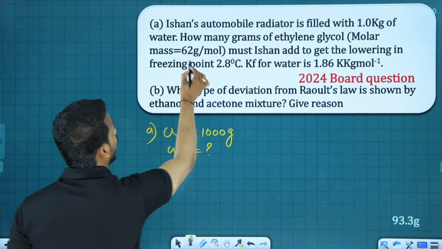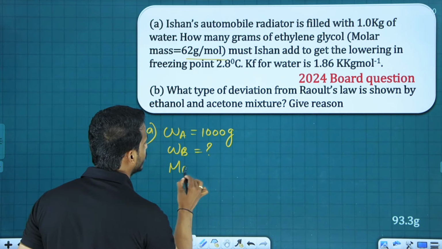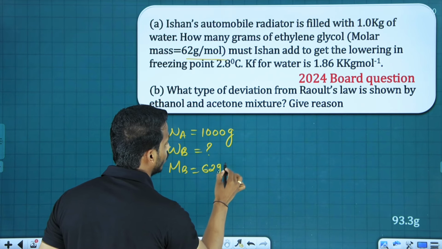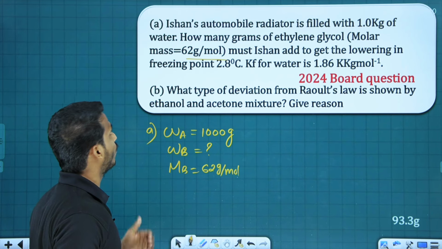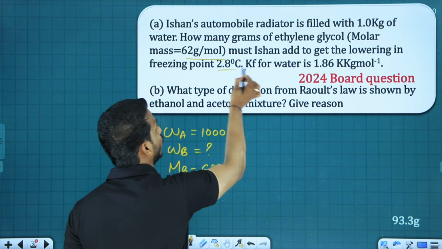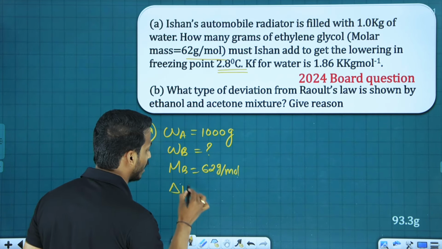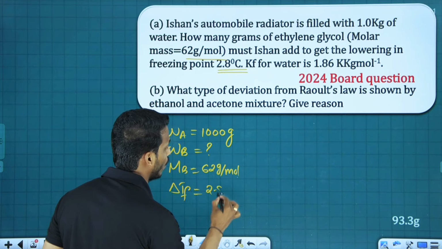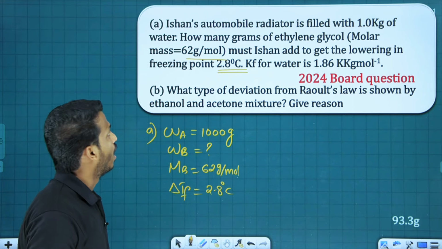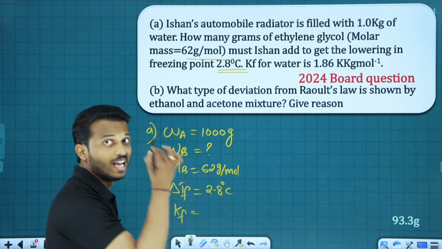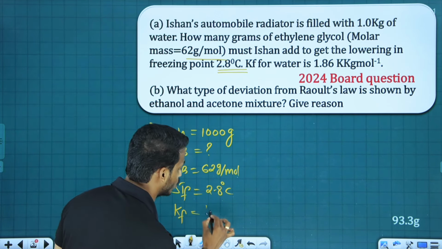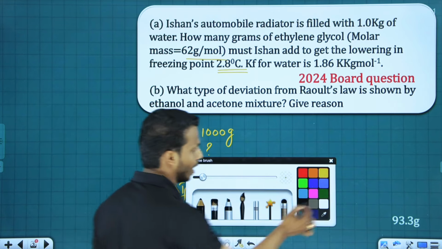Its molar mass is already given. So MB is already given, 62 gram per mole. How many grams must Ishan add to get the lowering in freezing point? What is the lowering in freezing point? That is delta TF equal to 2.8 degrees Celsius. KF for water is given. What is KF called? Cryoscopic constant, that is 1.86 Kelvin kilogram mole inverse.